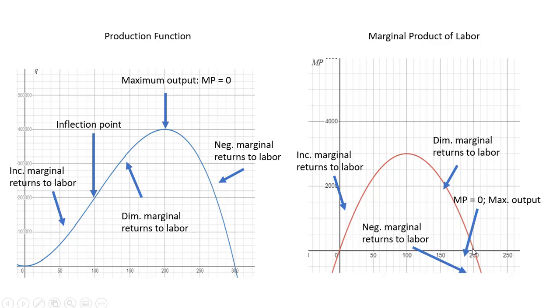My arrow's a little bit off, but marginal product equals 0 at 200 units of labor. And you'll notice that occurs when output is maximized. And finally, negative marginal returns to labor occur beyond 200 units of labor. And that is going to be in this range over here. All right, I will stop here.